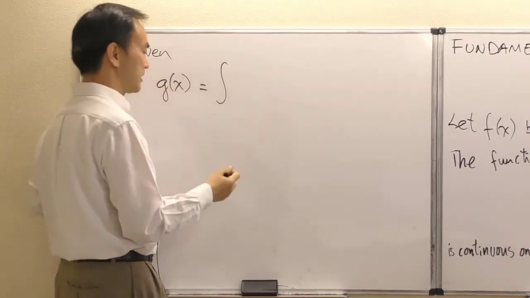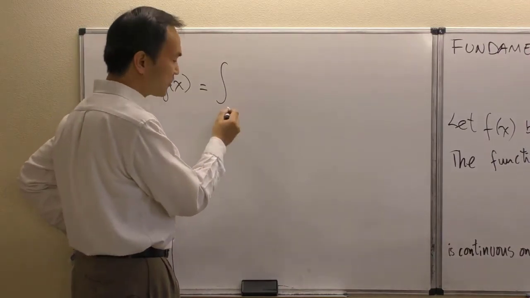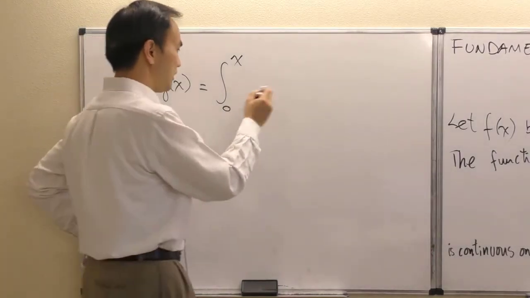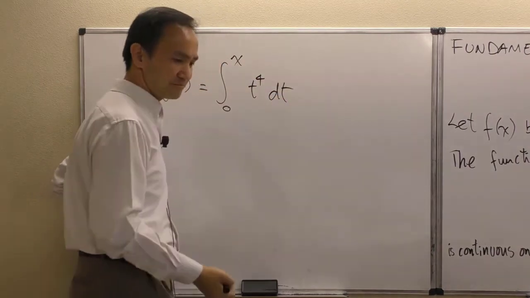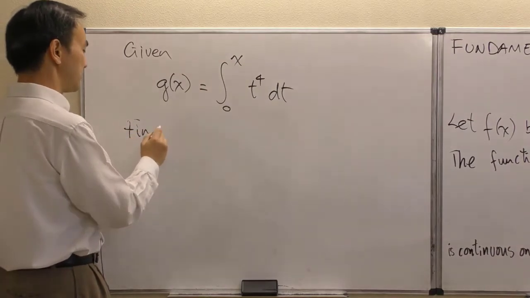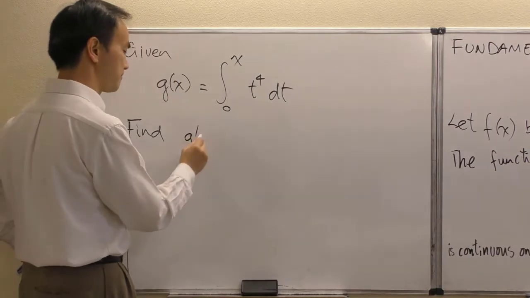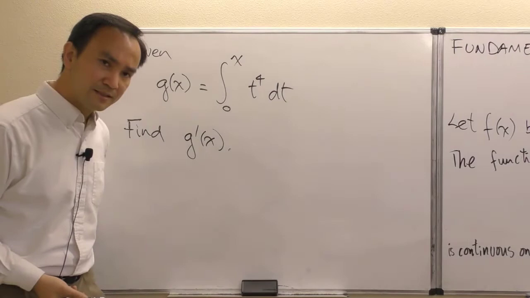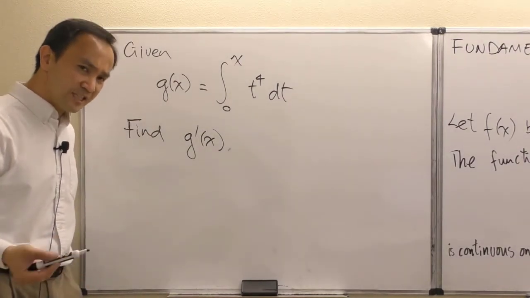Given that g of x is a function that came out as accumulation from 0 to x on a function like this, how about t to the 4th dt? And as the instruction of this problem, let's find g prime. Let's find g prime. All right, so the wording, the instruction of the problem seems clear enough.